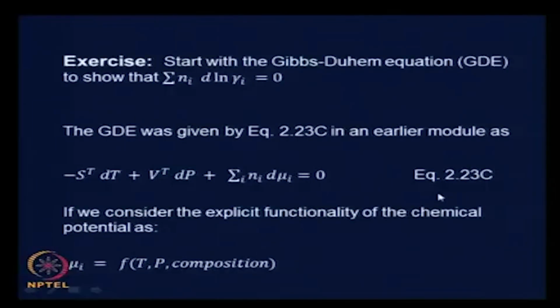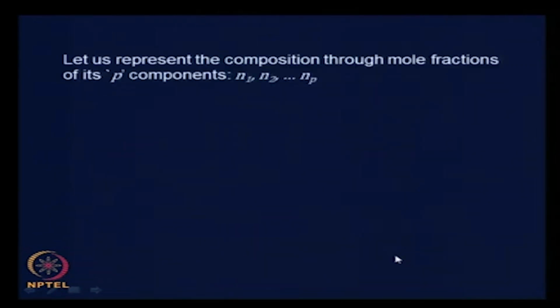Okay, hopefully you would have gotten to some stage. You would have started out with this and substituted it into equation 2.23: minus S_t dT plus V_t dP plus sum over N_i d mu_i equals 0. If you need some more help, I will present a few more steps and then give you some time to work things out in a directed fashion.